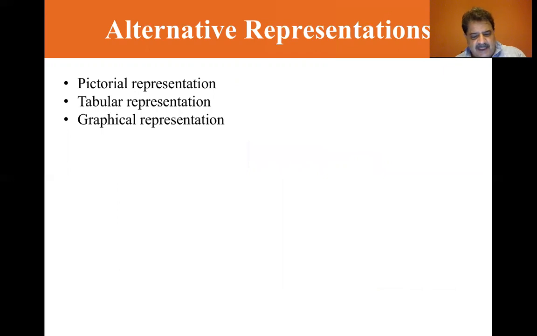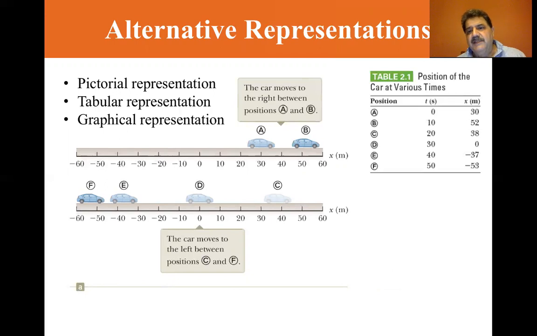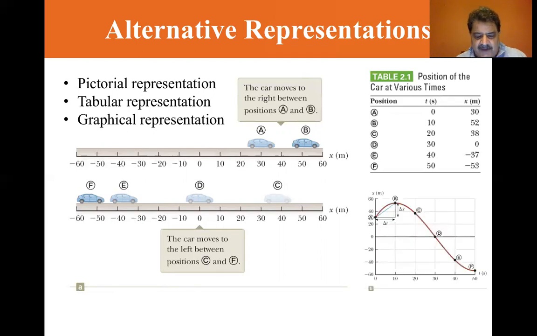Let's go to the next slide, and we've got alternate representations of the same information. We have the pictorial representation. That's the image of the car. We have a tabular representation. That's the table of data that we were given. And we have a graphical representation. Different representations can help in understanding the physics of the situation. Usually, the ultimate goal is a mathematical representation. We're actually going to solve the problem.